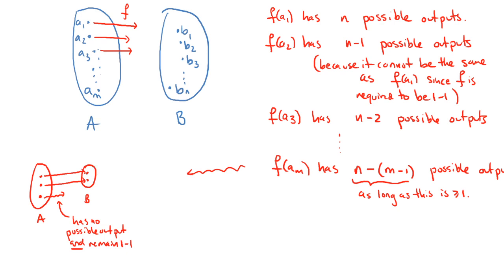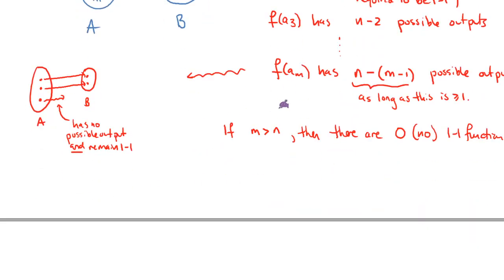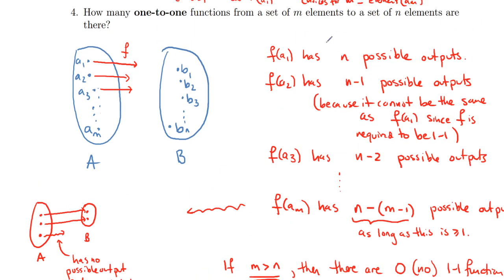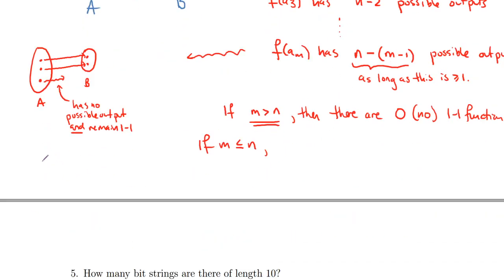So I guess what you could say is this: if m is strictly greater than n, if the size of the domain is bigger than the size of the codomain, then there are zero, no one-to-one functions. But what happens if it's less than or equal to? If m is less than or equal to n, then I can use the work up here. So then it would look something like this. Here's A and here's B.